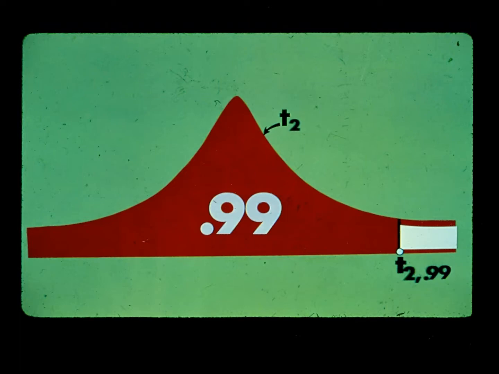As another example, the 99th percentile of the t-distribution with 2 degrees of freedom would be denoted by t sub 2, .99, and the area under the curve below this point is 0.99 as pictured.